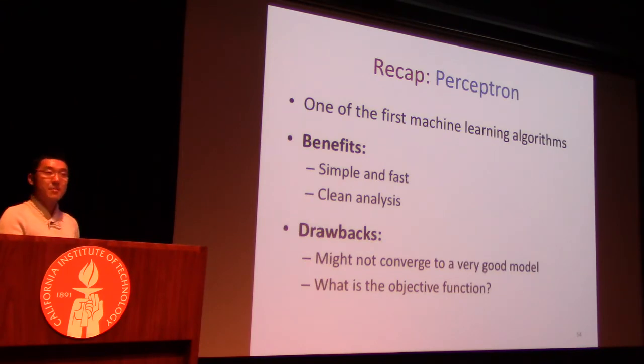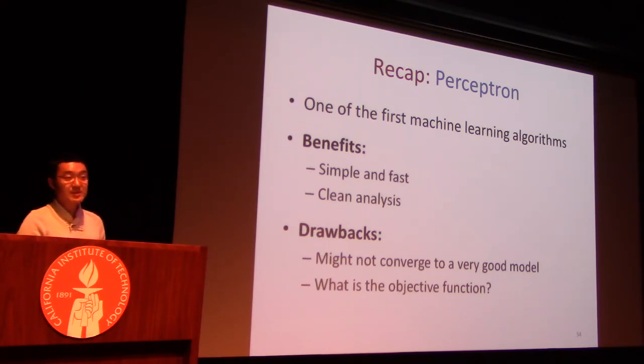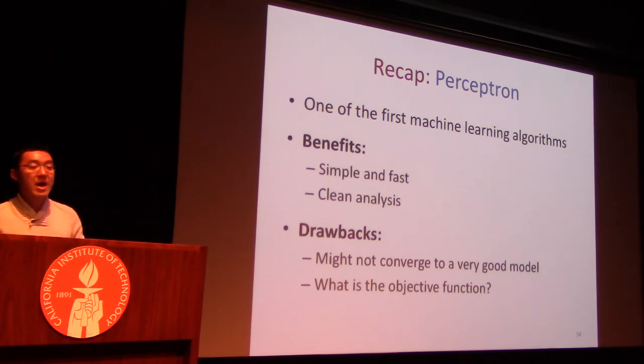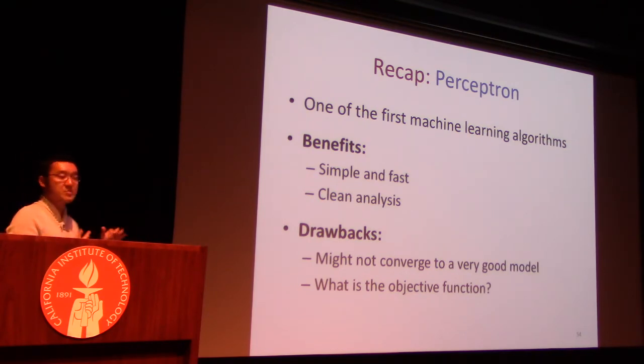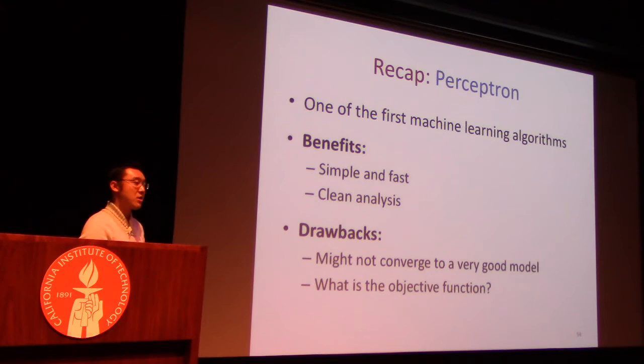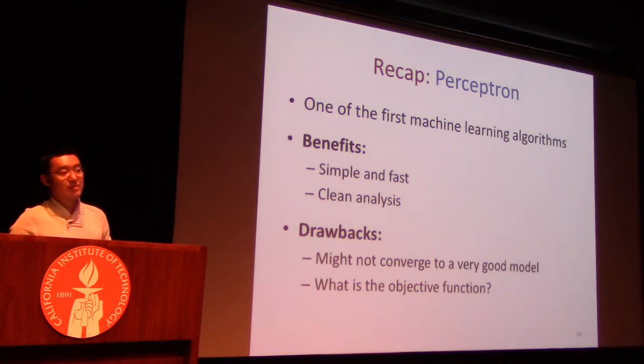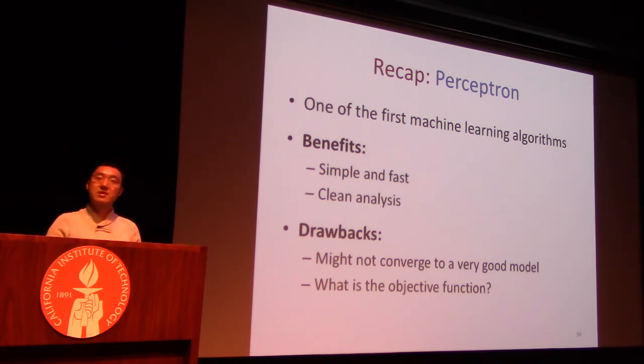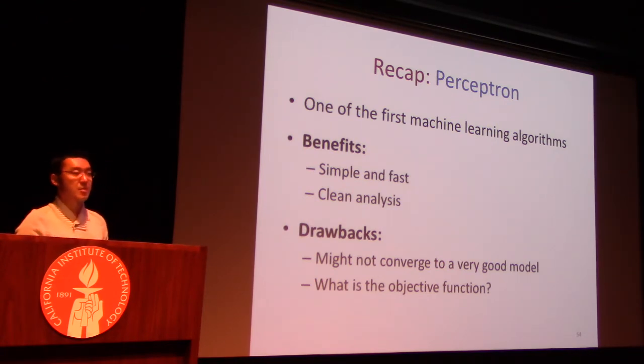Okay, so just a recap of the perceptron. It is one of the first machine learning algorithms. The benefits are that it's simple and it's fast. The drawbacks are that it may not converge to a very good model, and we haven't talked about an objective function. We spent all of the first lecture talking about this learning objective, but I only gave you an algorithm that made updates. I didn't tell you what objective function it was actually optimizing. That's something that we need to discuss, and we'll do that later.